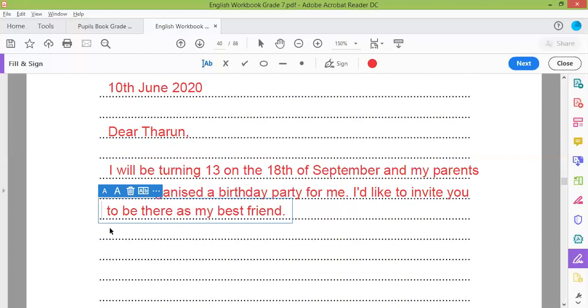Now we have to tell, where is this party going to be held? Is it a hotel, or is it a resort, or is it a restaurant, or where? You have to think of the place you like to have your birthday and then write. Where do you think you will have your birthday party? Restaurant. Oh, okay, at a restaurant. Now we will write the name of the restaurant.